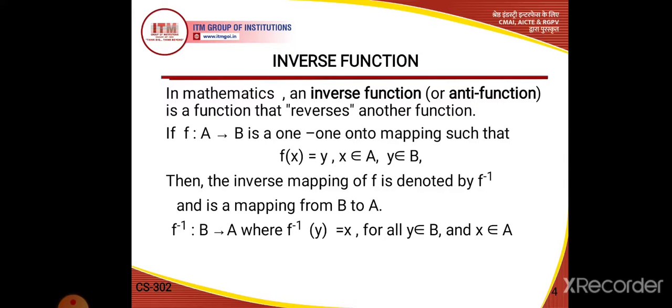Now this is the definition of function. Then the inverse mapping of f is denoted by f inverse and is a mapping from B to A. Now f inverse is from B to set A, where f inverse(y) = x for all y belongs to capital B and x belongs to capital A. So this is the definition of inverse function.